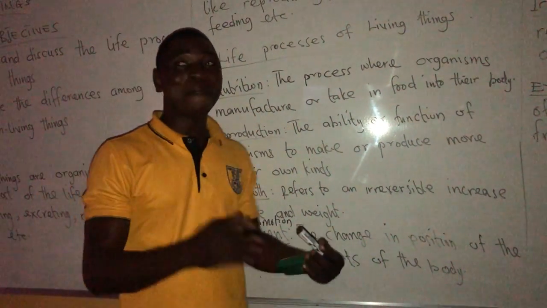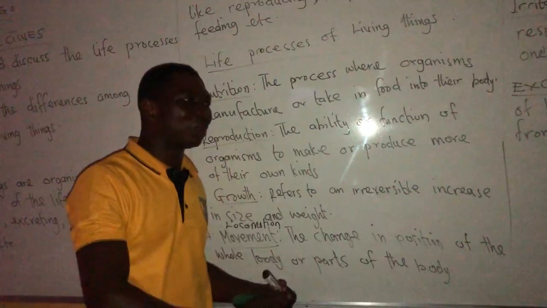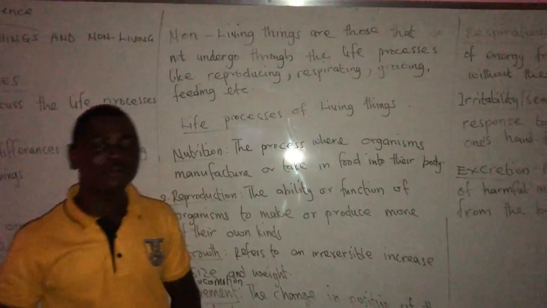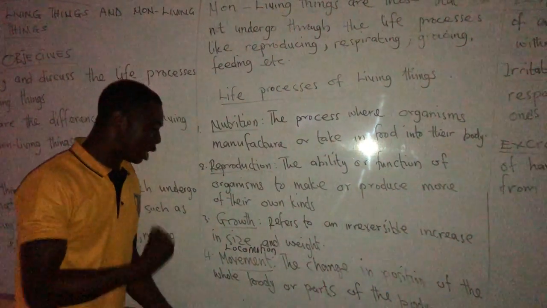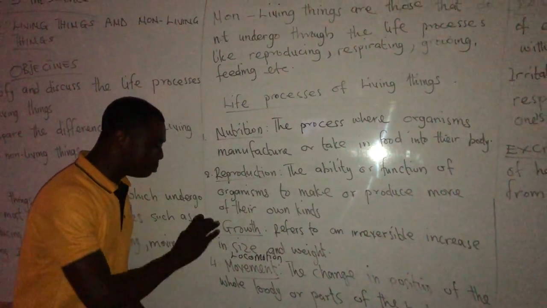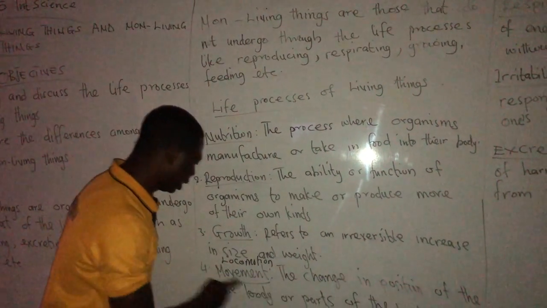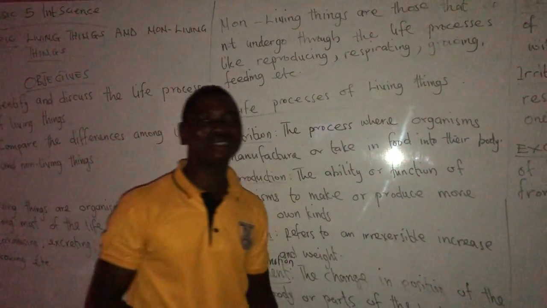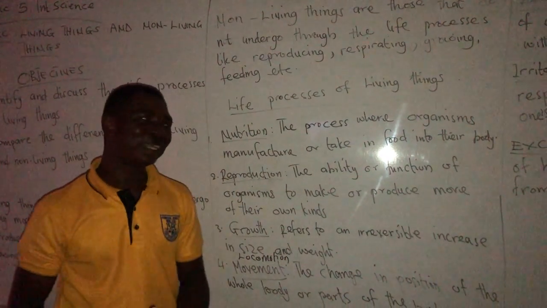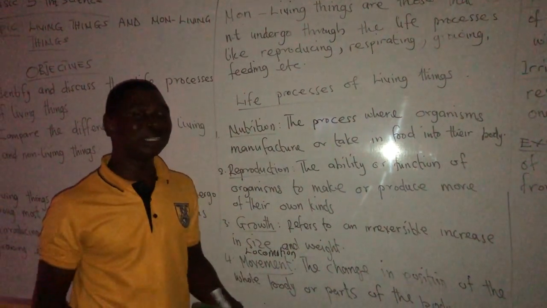You will tell me that the plant cannot move from one place to another. Yes, it can move, but it moves parts of the body. Human beings and animals move from one place to another. That is locomotion. So when they are able to move from one place to another, we say that is locomotion. But when you move part of the body, that is movement.